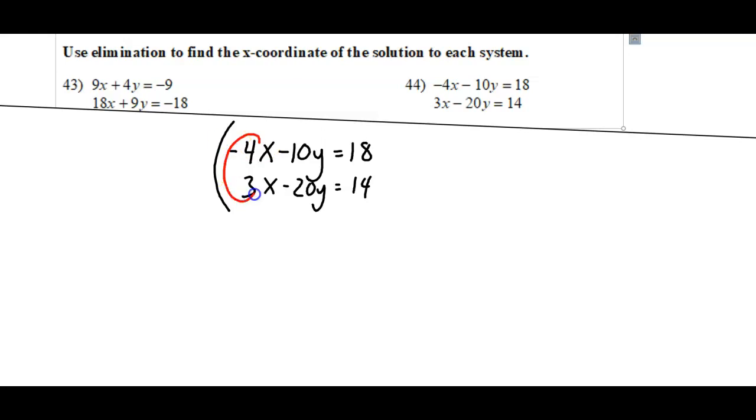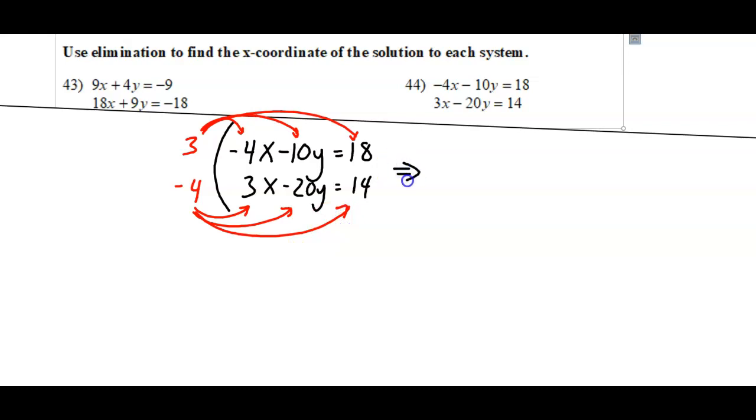And what you're going to do is take the numbers that are in front of the x's and reverse them. So the 3 is going to go on the top now, and the -4 is going to go on the bottom. And we're going to multiply those all the way through. And that's going to create a new pair of equations for me. The top will now be -12x minus 30y equals 30 plus 24 is 54. The bottom is going to be -12x plus 80y equals 40 plus 16 is 56, so -56.